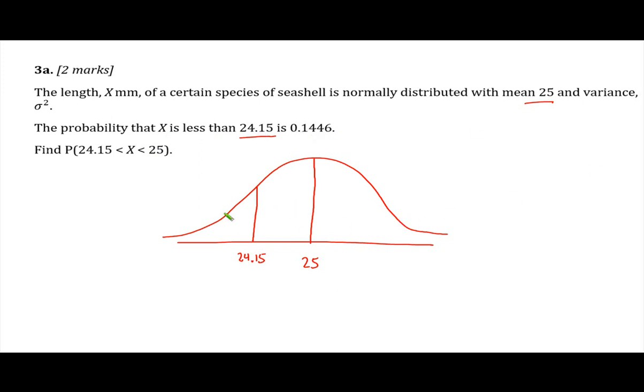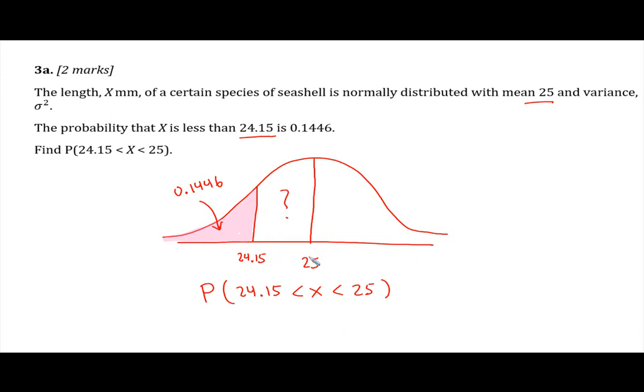So what they mean is the probability, meaning the area of this normal distribution graph here, if you remember, this represents probability. They're saying this area here is 0.1446. They want us to find the probability that x is between 24.15 and 25, so essentially we're trying to find this part right here.